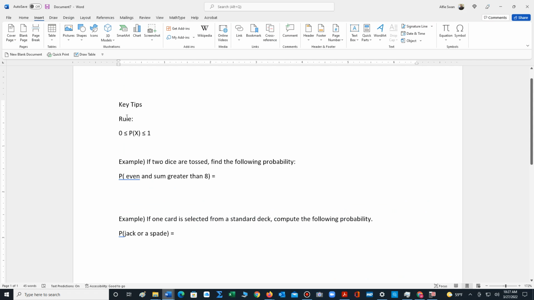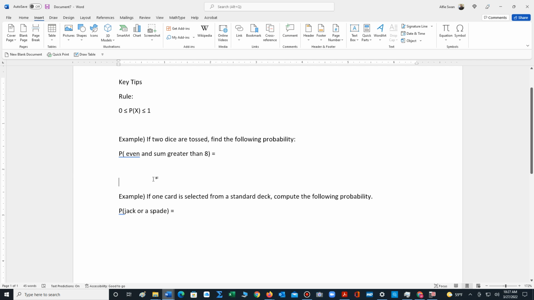First of all, one basic rule we have to be aware of is that each probability we compute is bounded between two values. It cannot be lower than 0 or higher than 1. So the boundary on the left side is 0, the boundary on the right side is 1, meaning that every probability we compute has to fall within these two values.